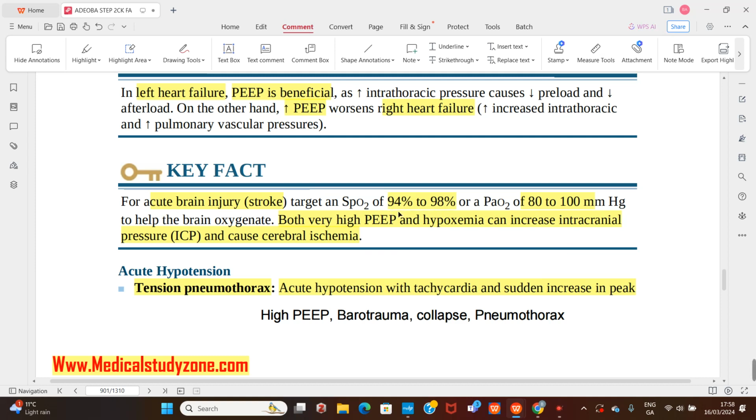We must keep the oxygen level within this range. You must not over-PEEP and drop the oxygen level below this. It's going to cause problems, particularly in people with brain injury.